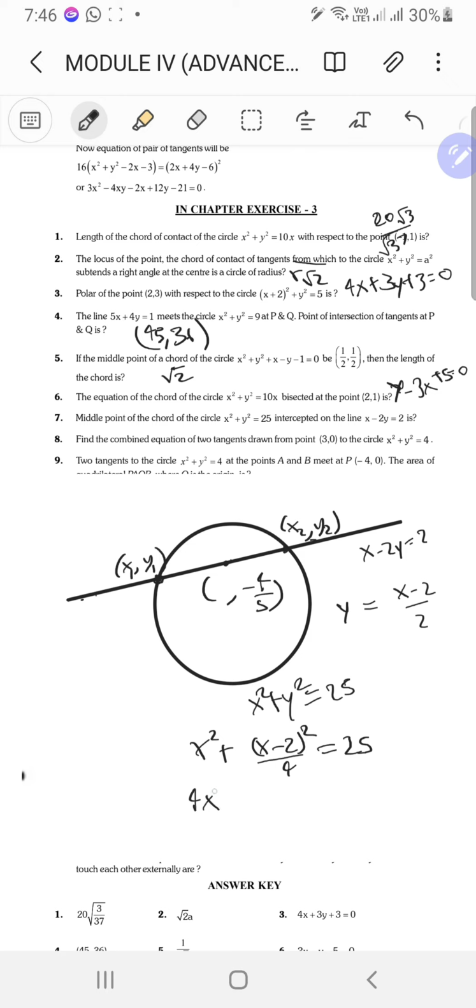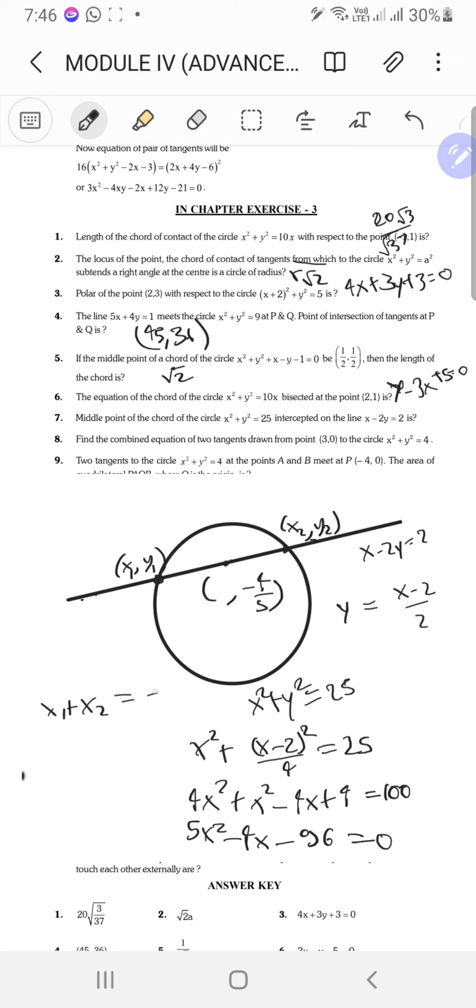Multiply by 4: 4x squared plus x squared minus 4x plus 4 equal to 100. So 5x squared minus 4x minus 96 equal to 0. So x1 plus x2 equal to 4 upon 5. So (x1 plus x2) upon 2 is 2 upon 5. This should be the coordinate, right?